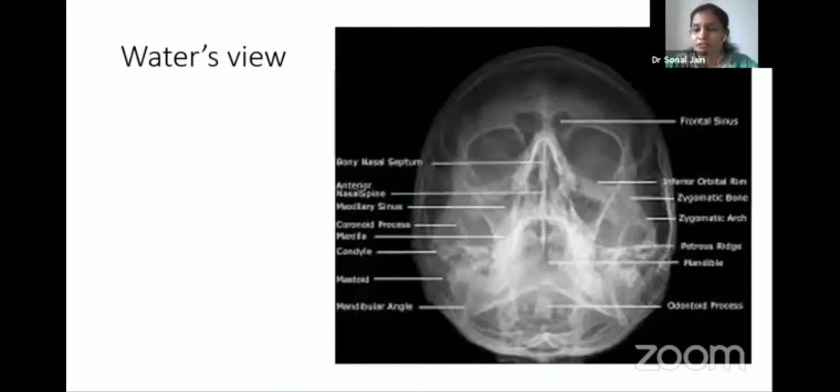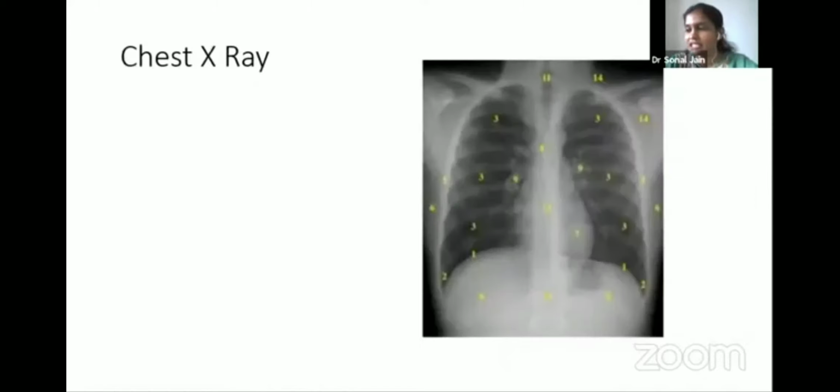This is a water view. This is mainly for the examination of the different paranasal air sinuses. This last one is the chest X-ray, mainly taken as the posterior-anterior view, that is the PA view. The X-ray passes from posterior to anterior. That means the X-ray tube is posterior and the film is anterior.